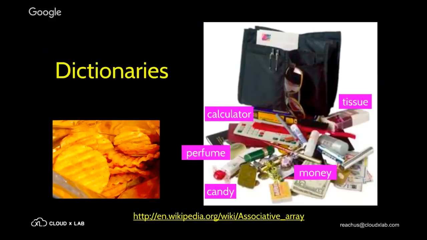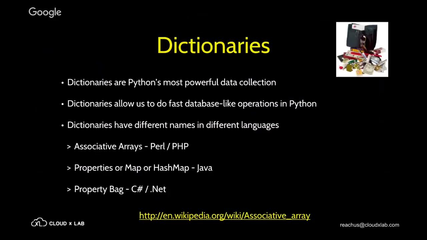You can see there's a calculator, tissue, perfume, money, candy, and so on. Dictionaries are Python's most powerful data structure, and it's basically a data collection. Dictionaries allow us to do fast database-like operations in Python. Dictionaries have different names in different languages. In Perl, we used to call them associative arrays, and properties or map or hash map in Java, property bag in C# and .NET, and so on.